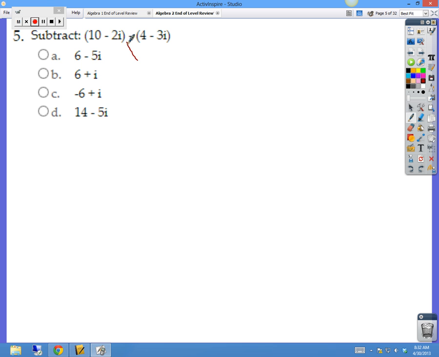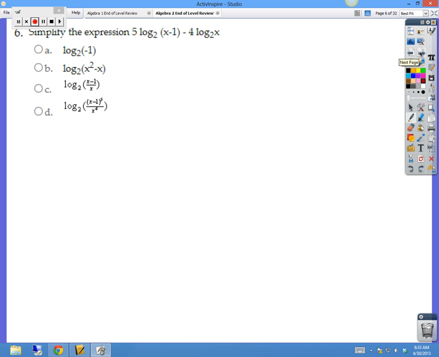Okay, subtract just means that you're going to take your first group, 10 minus 2i, and you've got to subtract the 4, but then you've got to subtract the negative 3i, and that's the same as adding 3i. So you should end up with 6 plus 1i. Next one, what about 6?